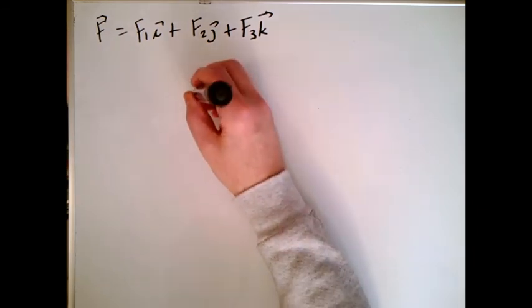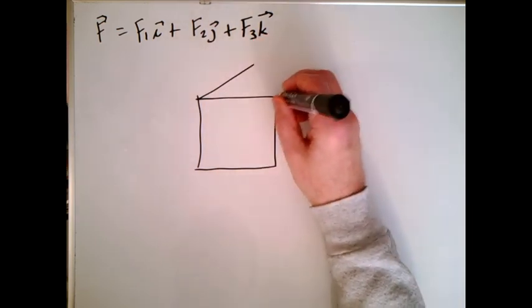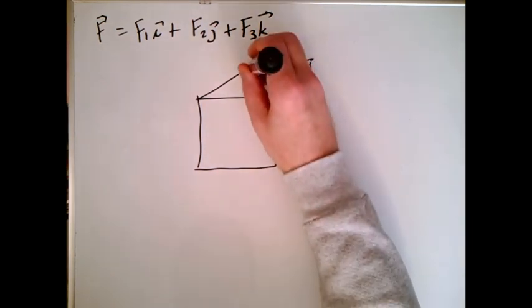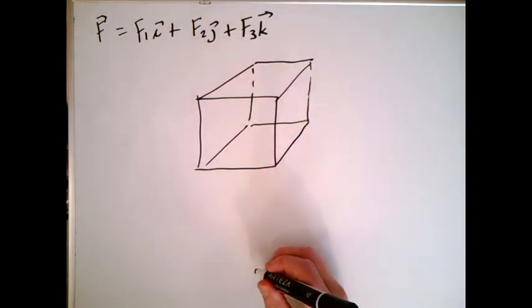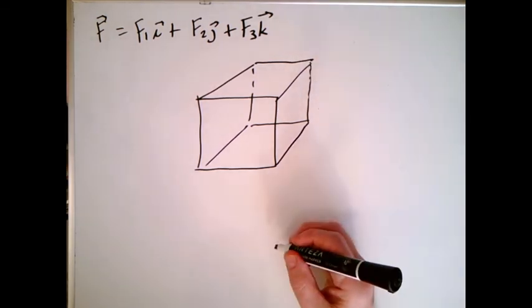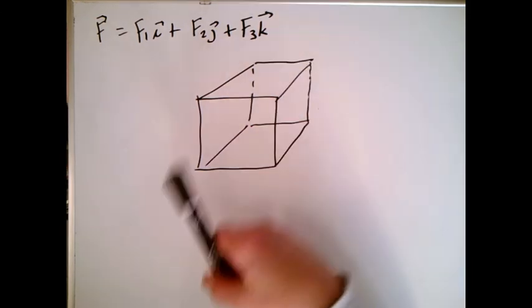I'm going to draw a box. Box looks like this. This, and it's got like this, and like this. Now, if I want to calculate flux out of this box and there's no shortcut, I actually have to calculate the flux out of 6 sides: the top, the bottom, the left, the right, the back, the front.